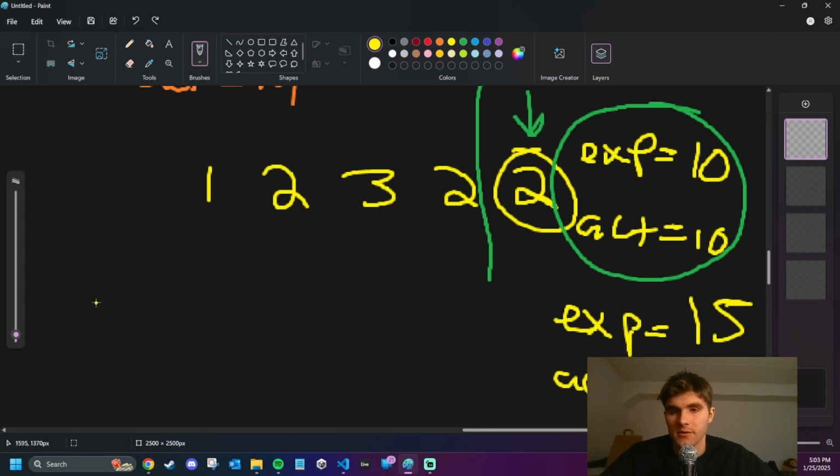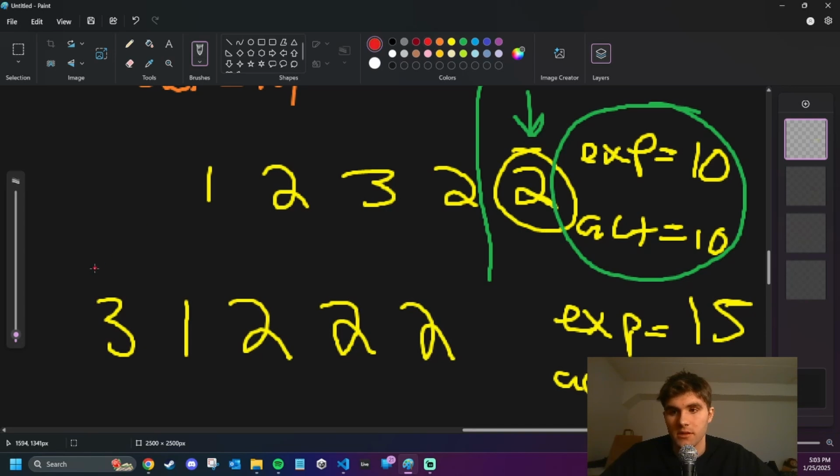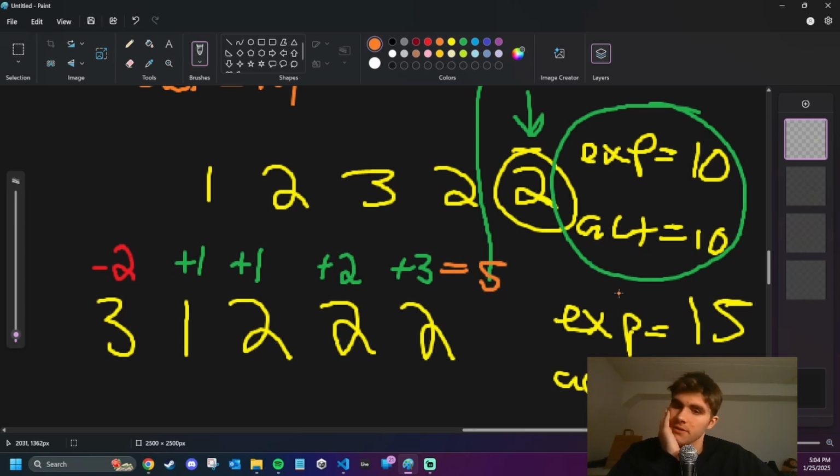So if you rearrange these numbers into like 3, 1, 2, 2, 2, you could say that this one gives us a -2. This one gives us +1, because that should be a 2. This one, we need +1 here also. And then we need +2 and +3. So does this score mean anything? 5, 6, 7, 5. So that's also the difference in expected versus actual, right?